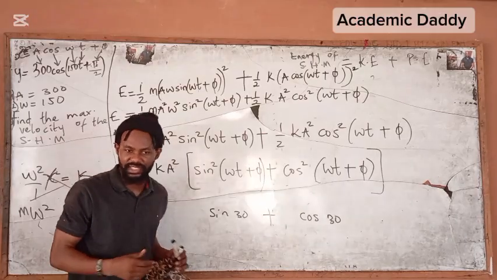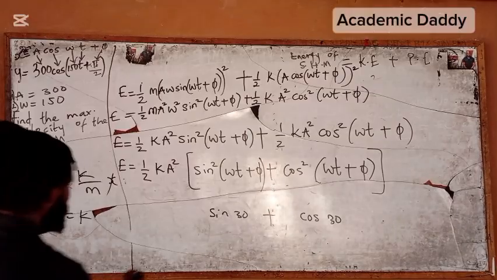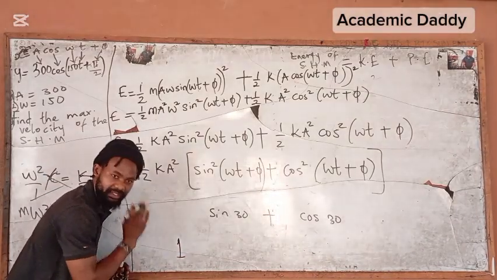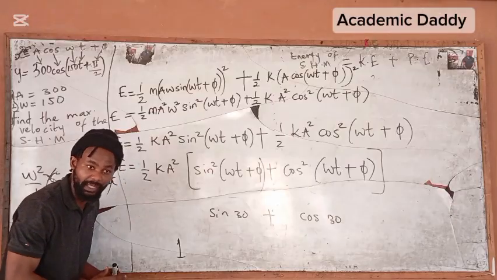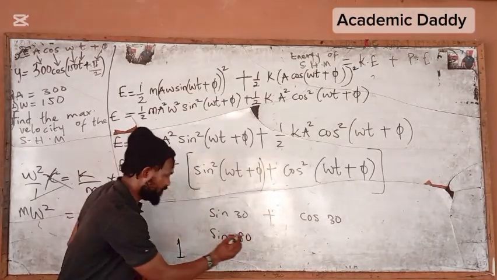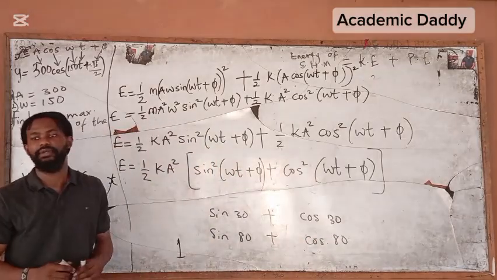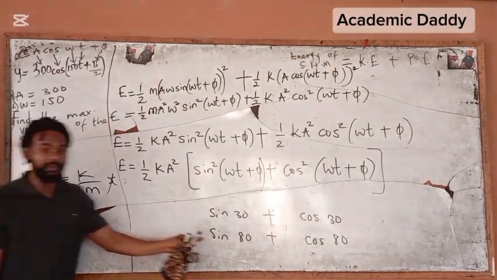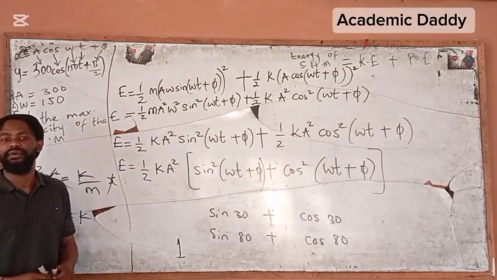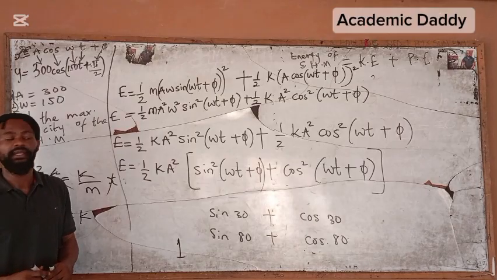I have a reason for that. 1.366, approximately what? Approximately 1. Do for me sine 80 or sine of anything plus cos 80. What do you have? Do sine 80, then do cos 80, add it up, let me see what you have. 1. Still 1, shebi? Still 1.